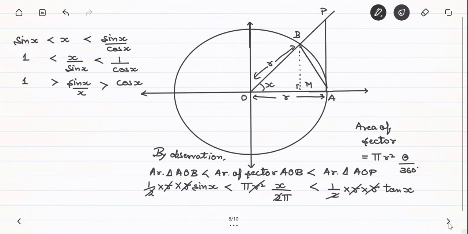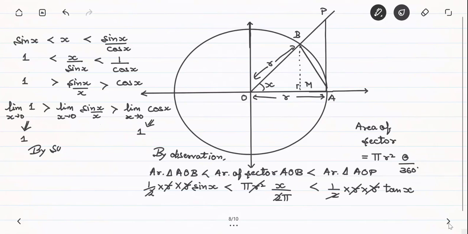Now we will put a limit on each part. So by direct substitution we will get the value of cos x as 1, and here also we got 1. So by sandwich rule we can say the limit x tends to 0 sin x upon x equals 1. By using this we can also prove that limit x tends to 0 tan x upon x is also 1. We have to just use the given result and prove it.